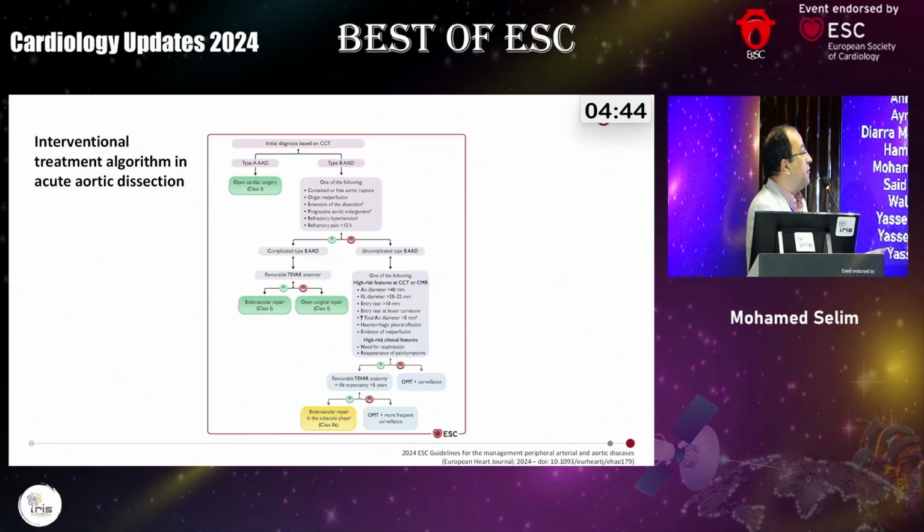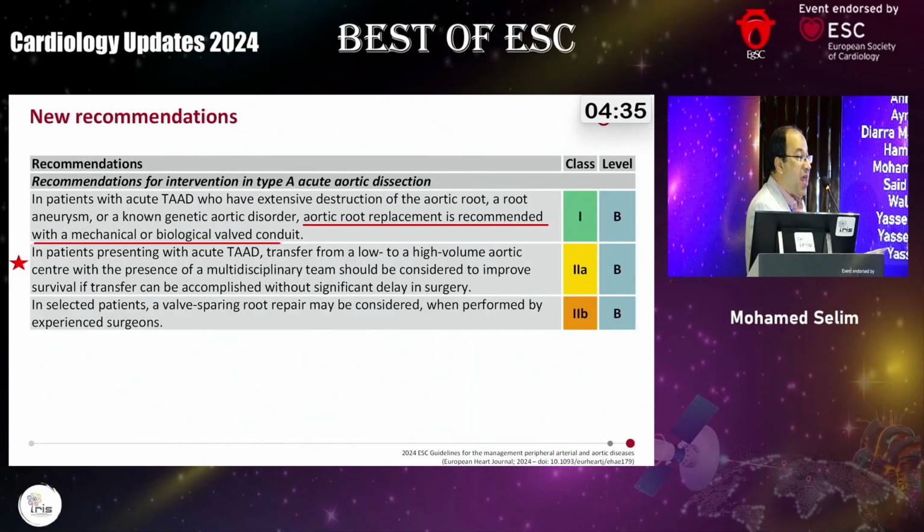First, if we have type A aortic dissection, of course, this will go directly for surgery, open heart surgery or open cardiac surgery. And the main technique is the aortic root replacement, recommended as a class 1 with a mechanical or biological valve conduit.